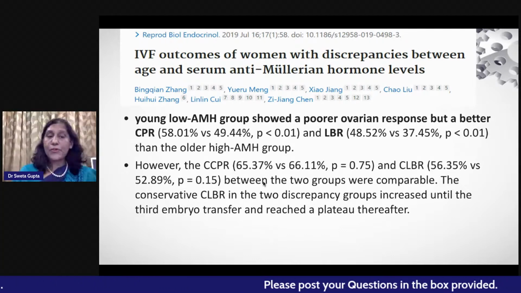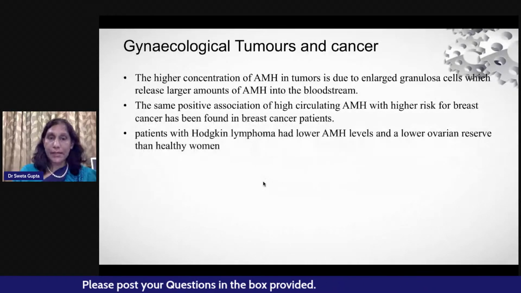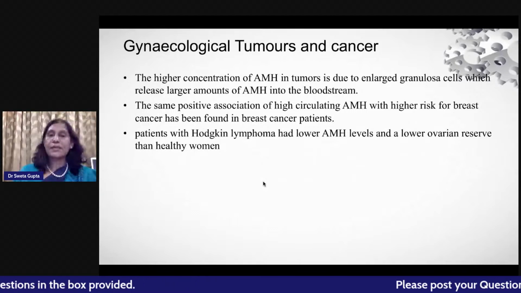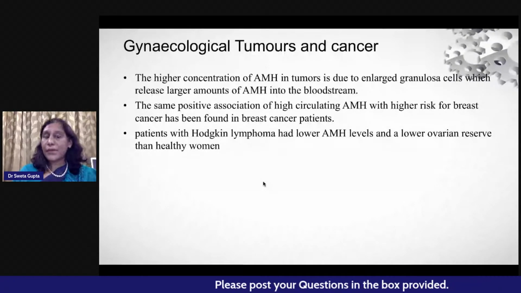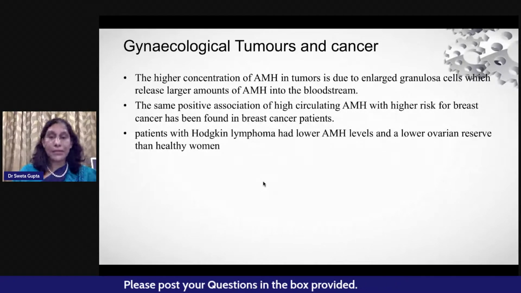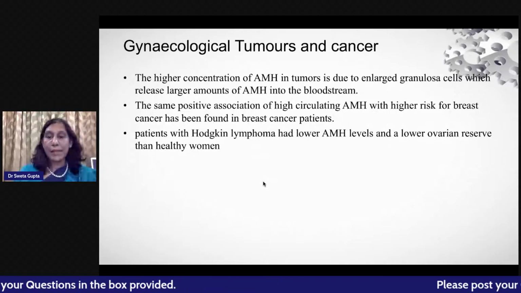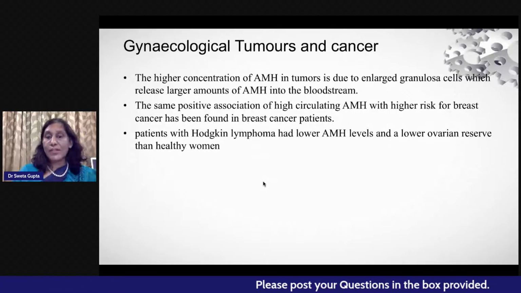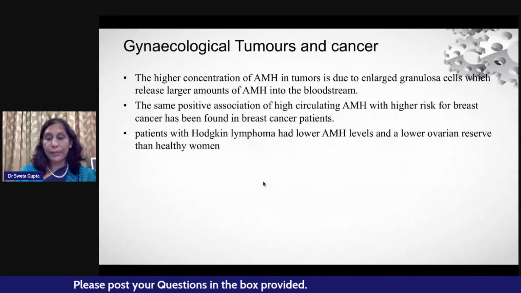There are some roles of AMH in other gynecological conditions like tumors and cancer. It has been seen that the higher concentration of AMH is in granulosa cell tumors because of the increased amount of AMH in the bloodstream. The same positive association of high circulating AMH is also seen in breast cancer. Patients who have been treated for Hodgkin's disease may have lower AMH and lower ovarian reserve than healthy women.